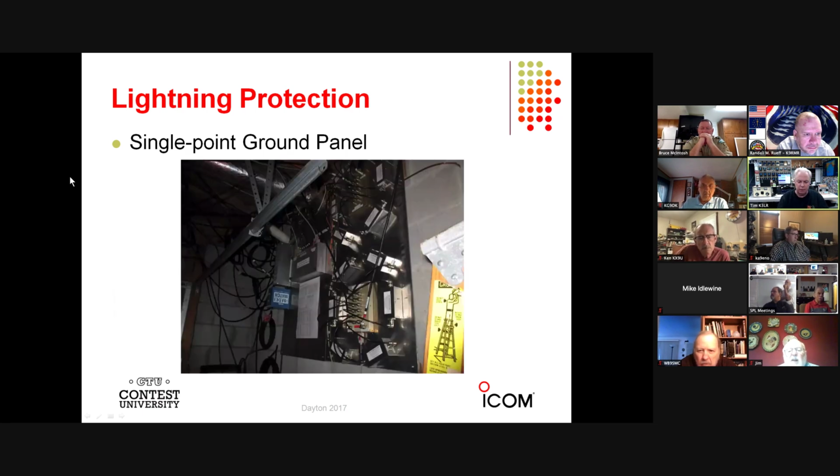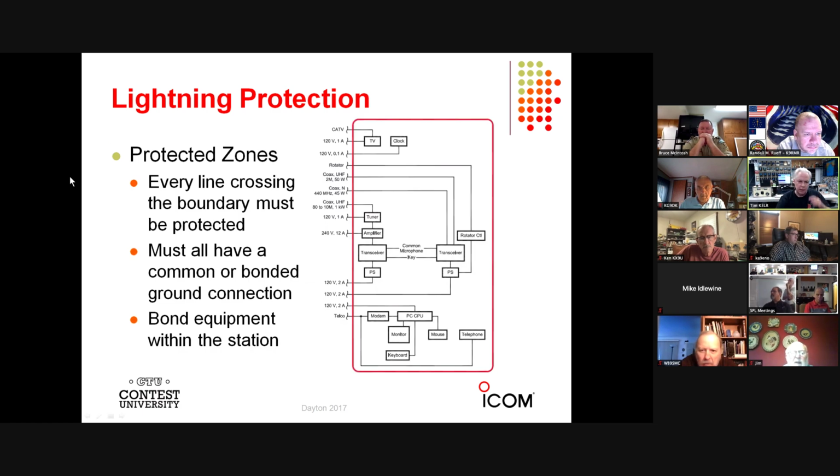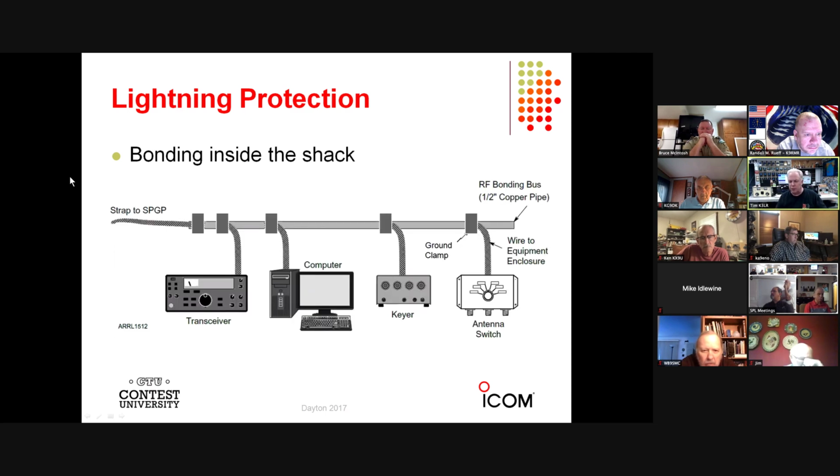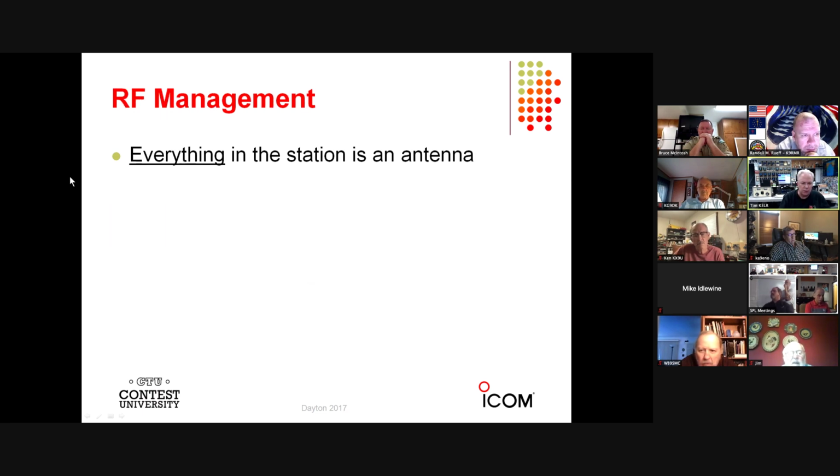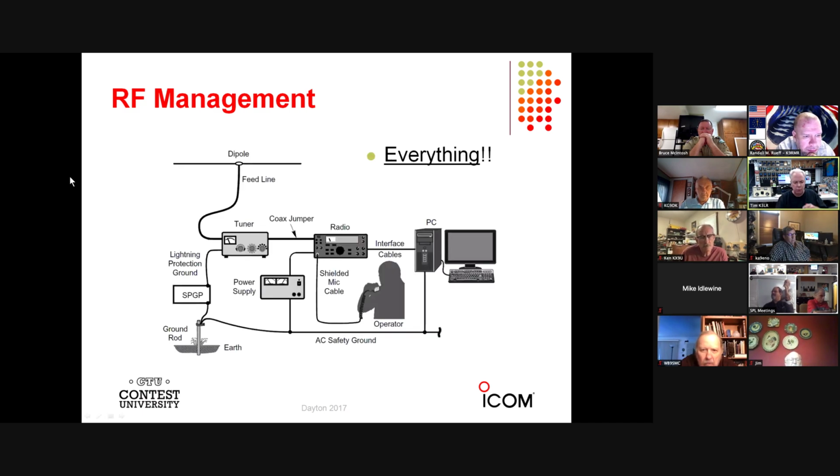Single point ground panel. Another single point ground panel with all of the filters and everything that is needed to be on ground, mounted on an aluminum plate. And so you want to make sure that you bond all the equipment within the station. It must have a common connection. And inside the shack, you can use copper pipe. You can use strap to go from each component of the radio station, and then this connects to the single point ground panel. Remember that everything in your station is an antenna, and you want to make sure that you connect them properly and bond them properly.